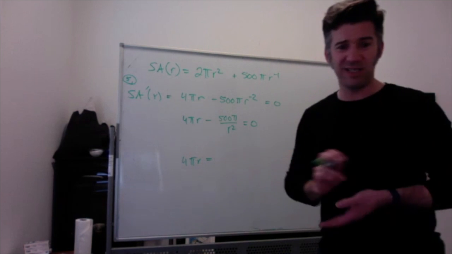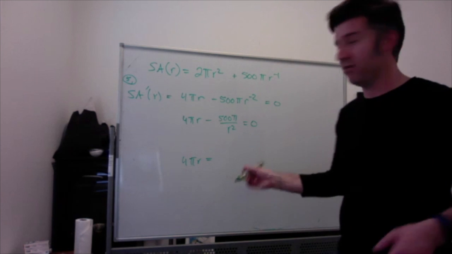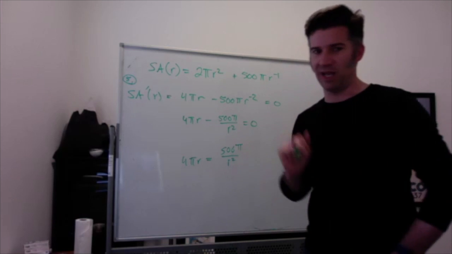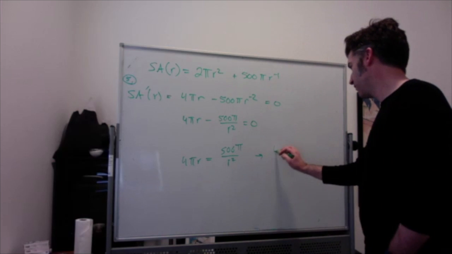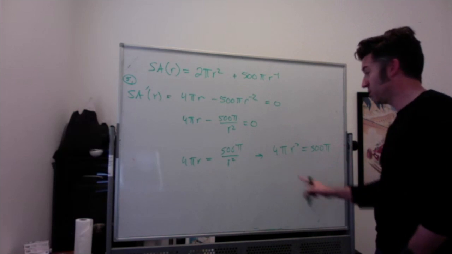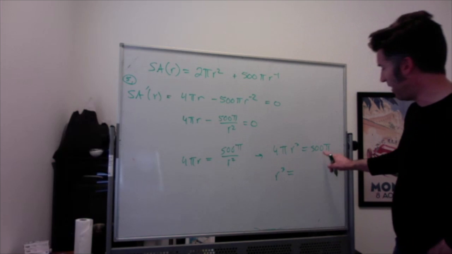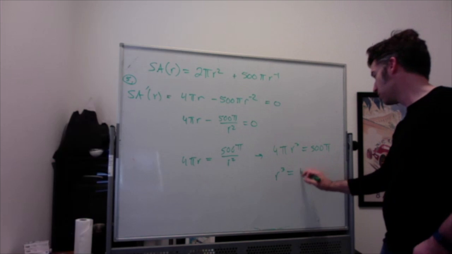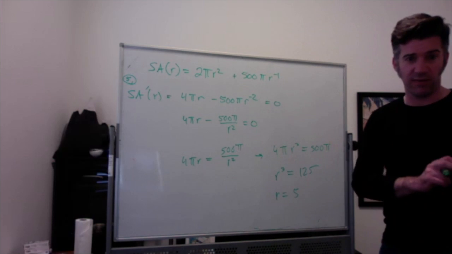But I know since r isn't going to be 0, because 0 shouldn't be an answer for the radius of this can, it's safe to multiply both sides by r squared. So multiplying both sides by r squared, I get 4 pi r cubed equals 500 pi. Dividing both sides by 4 pi, I get r cubed equal to 500 divided by 4 is 250, is 125. Sorry, divided by 2 twice. And then r is going to be 5, the cube root of 125.